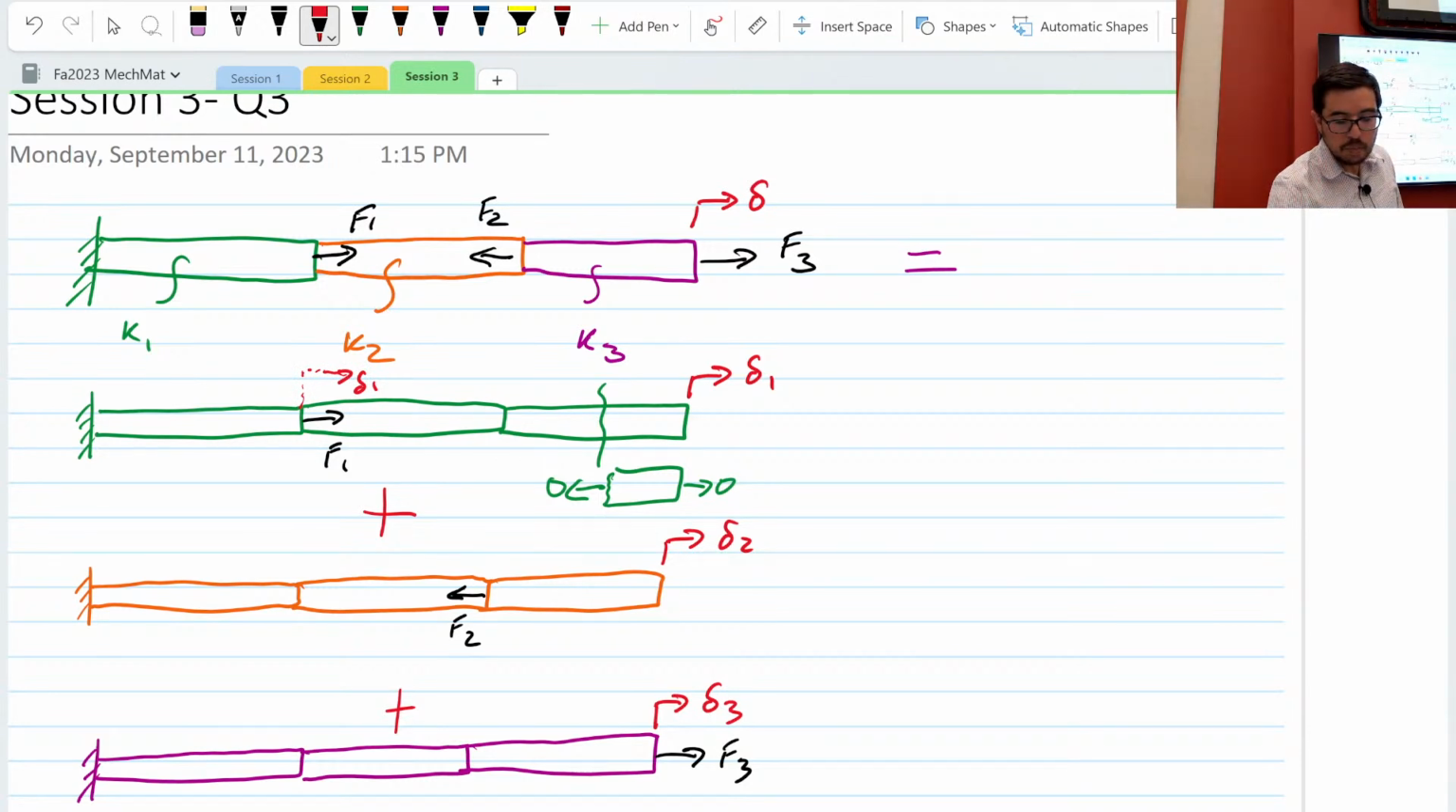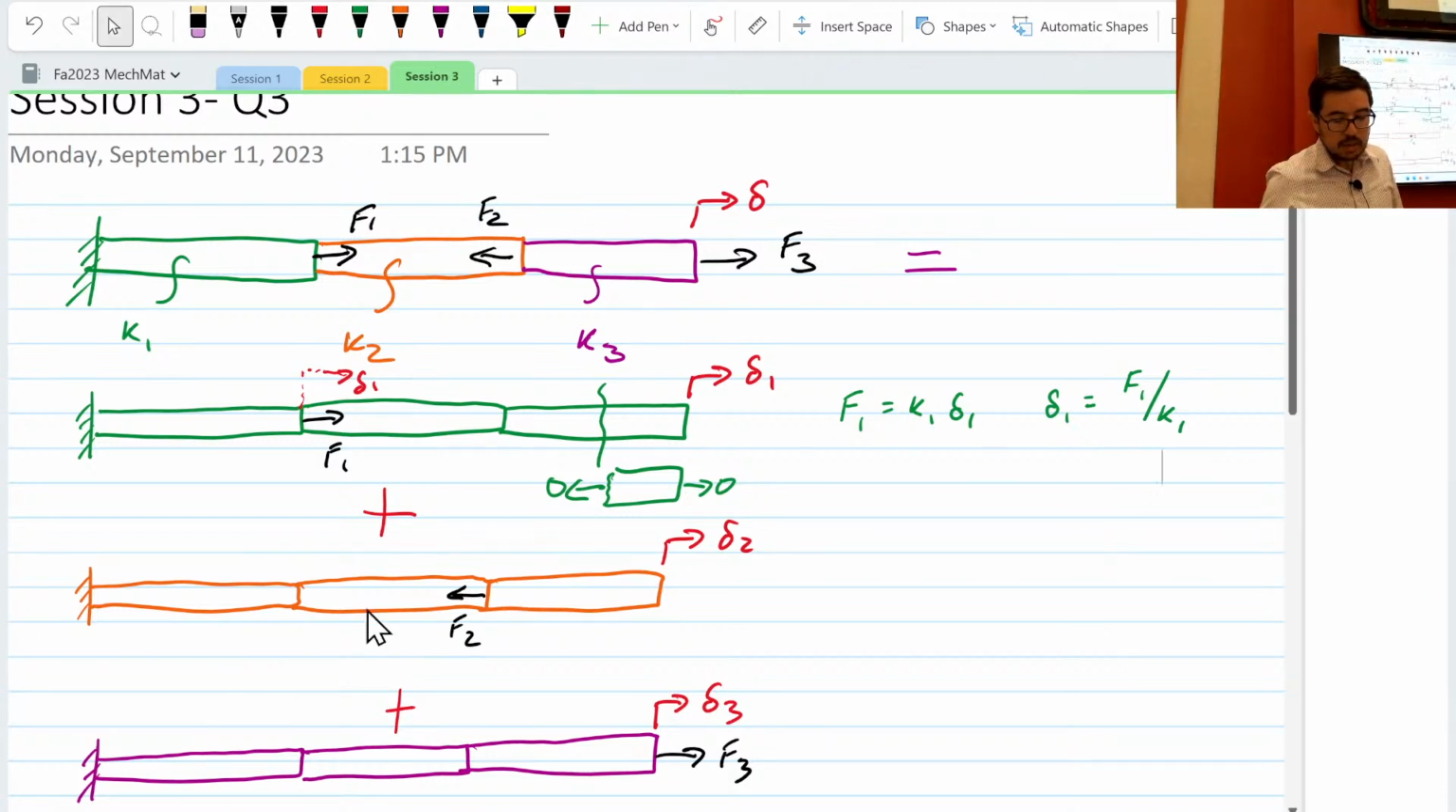Okay? So what do I say? F1, I'll do it in green for fun. F1 is equal to K1 delta 1. Okay? And so then delta 1 is just equal to F1 over K1.